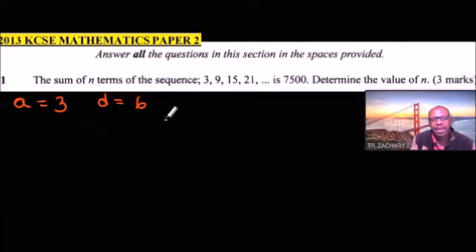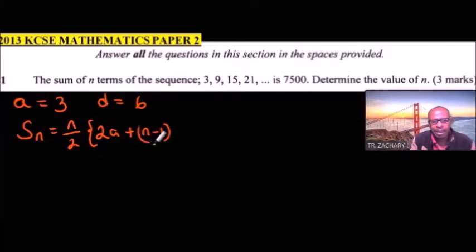The importance of studying the sequence is that it helps you to determine the next number and also to work out any issue that is asked about the sequence. So in this case, we are supposed to determine n. When we are looking for the sum of n terms in an arithmetic sequence, we use this formula. Sn, the sum of the first n terms, is n divided by 2, open the bracket, 2a plus n minus 1, multiplied by the common difference, and close the bracket. So this is the formula that we use.